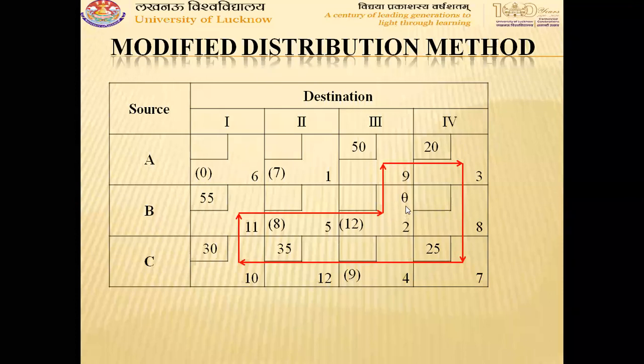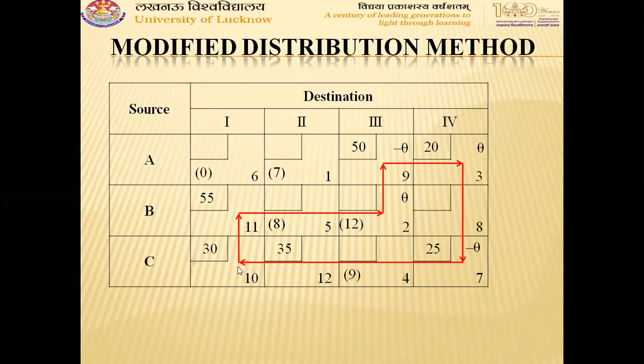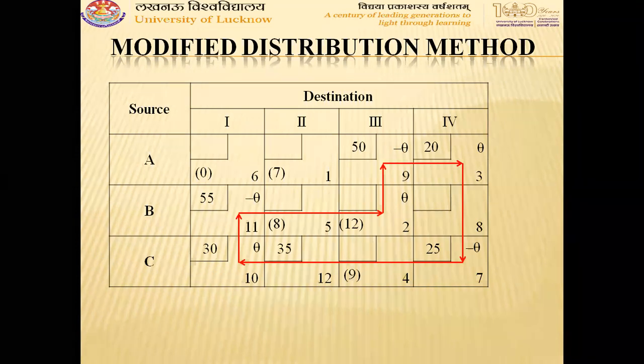So here plus theta, then next corner minus theta, then on next corner plus theta, on next corner minus theta, then again on next corner plus theta, then again on next corner minus theta. So in such manner, we write plus theta and minus theta. Now we have to compute the value of theta.